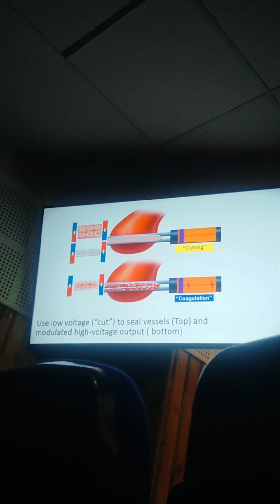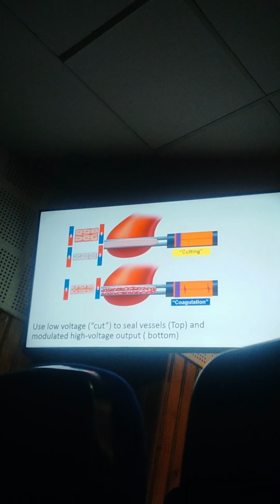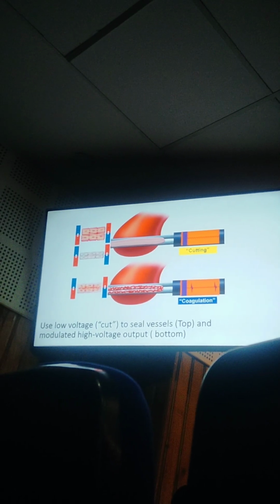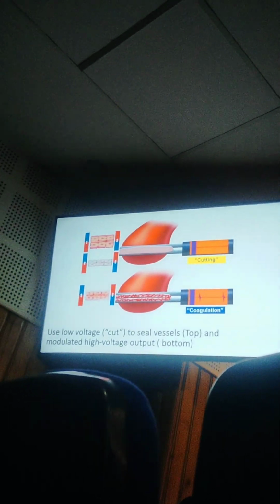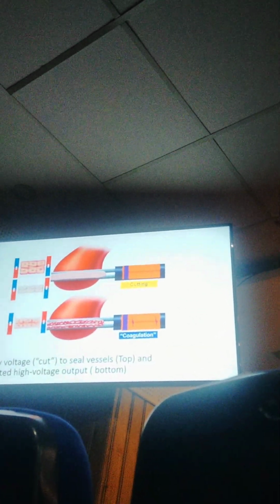So cut mode is a misnomer again. It was proposed initially when the machine was devised, and it's going on. So cut mode is not for cutting only. It is actually better for sealing the blood vessels.